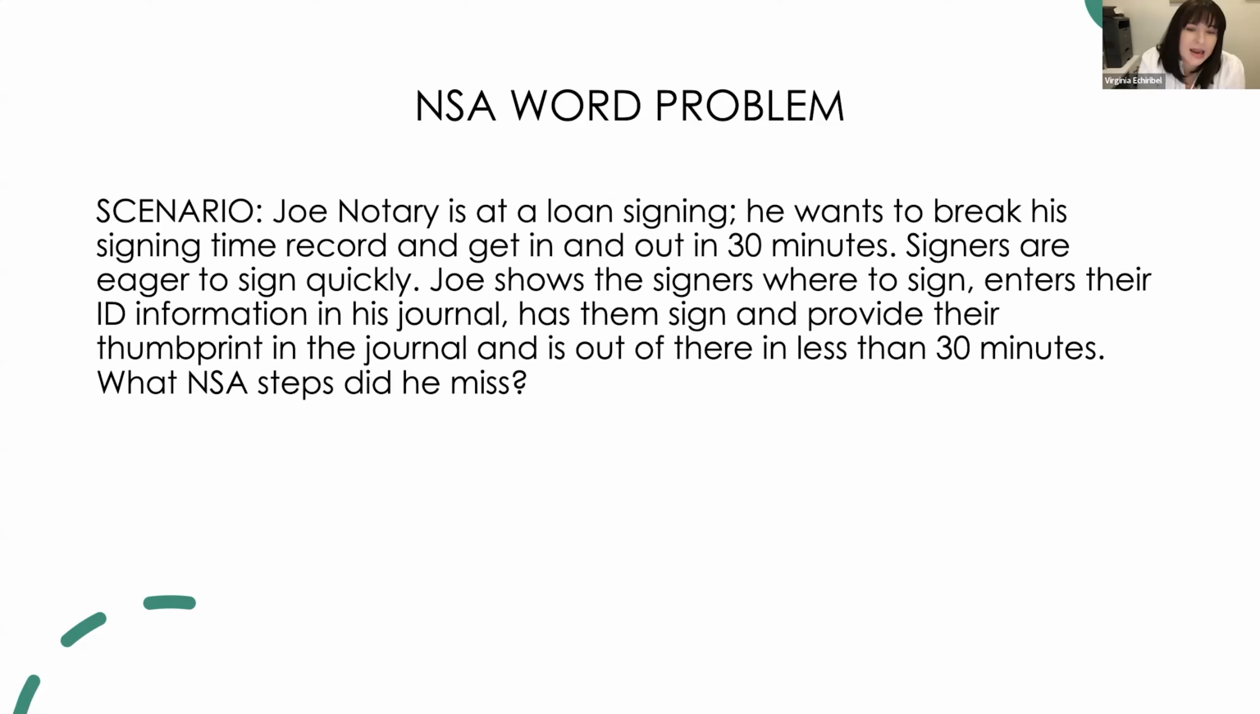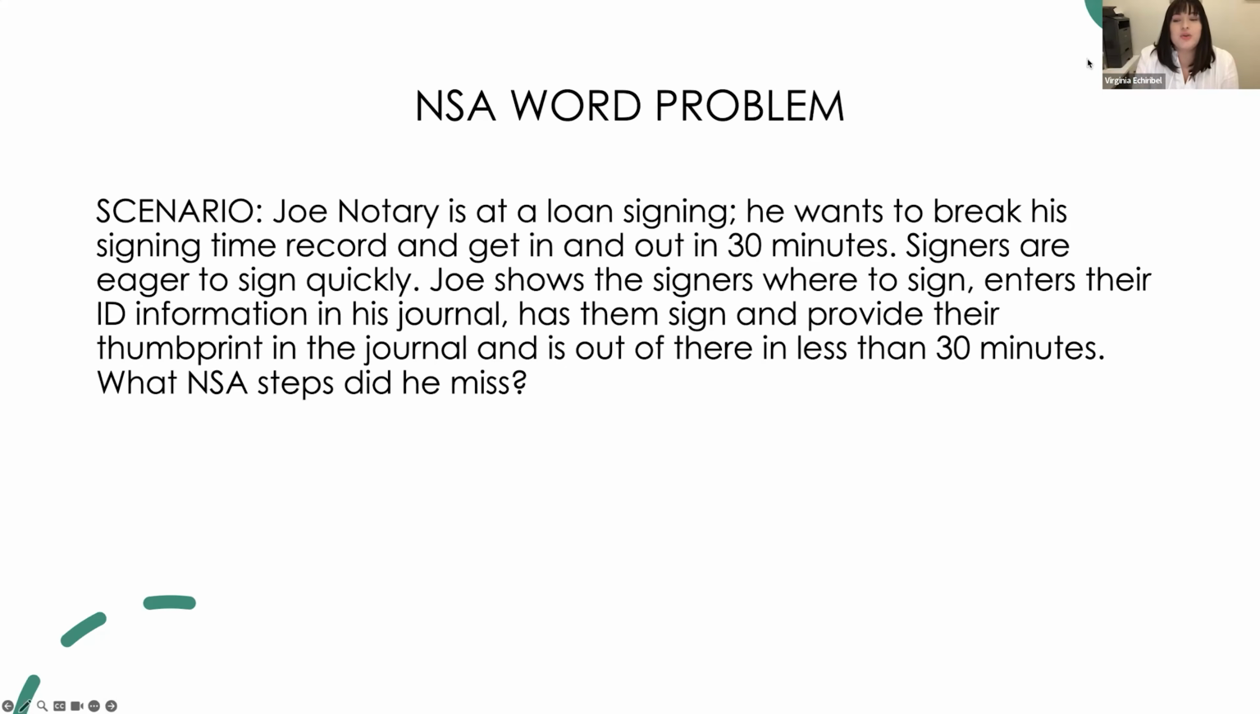So Joe Notary is at a loan signing and he wants to break his signing time record and get in and out in 30 minutes. Which is a normal thing. If you've been doing this job a long time, that is always your thought, right? How can I get in and out fast? And the signers are eager to sign quickly. Now, you're not going to tell them, hey, I want to get in and out of here super fast. But you'll get to the signing and you'll know if signers are like, hey, we've got an appointment after this, or they're like, honey, just sign. Okay, maybe we can get in and out of there pretty quick. You shouldn't always be signing that way, but that might happen.